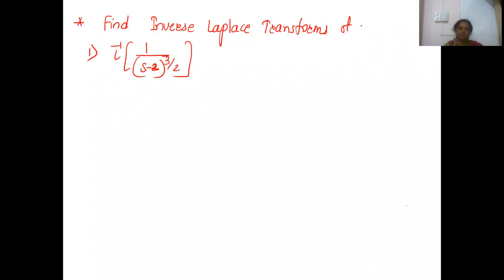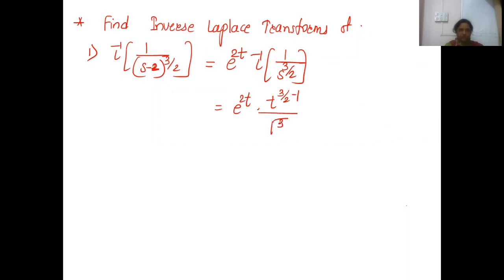What will it be? e raised to 2t. Very good. Wherever there is s, there is s minus 2, so 2 comes out as e raised to 2t, and what remains there? Yes, 3 by 2. Very good. So it is e raised to 2t into t raised to 3 by 2 minus 1 upon gamma 3 by 2. Correct. Gamma of 3 by 2.